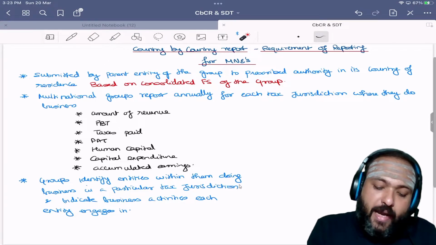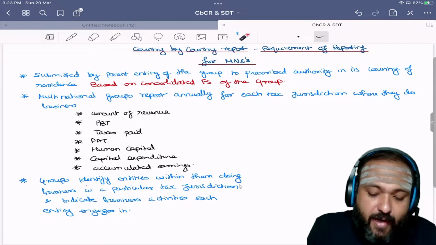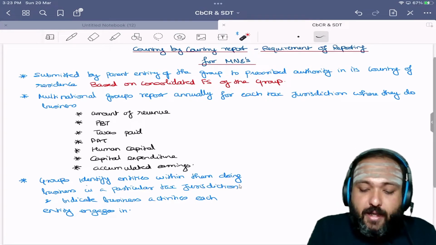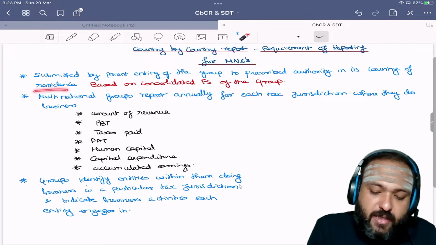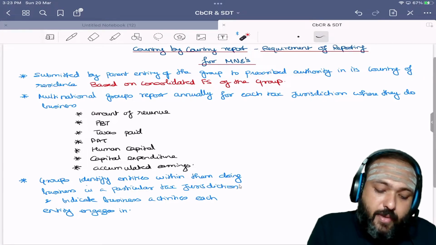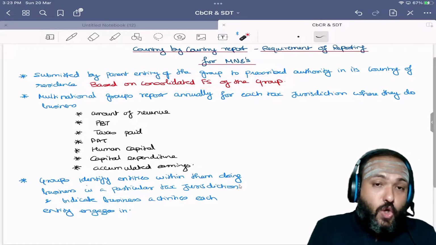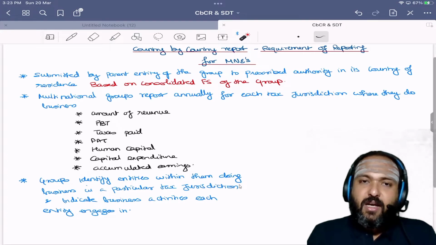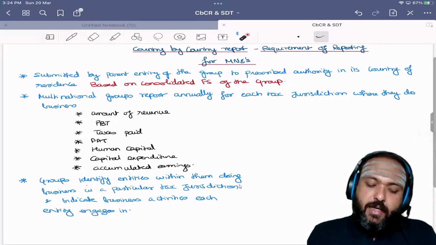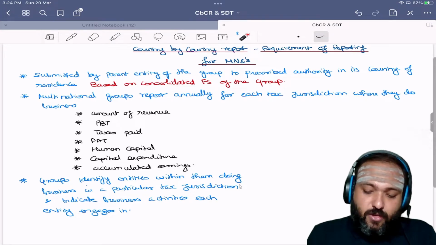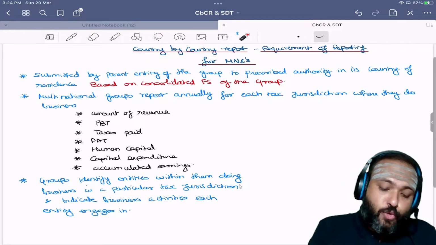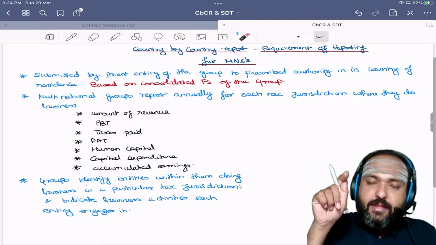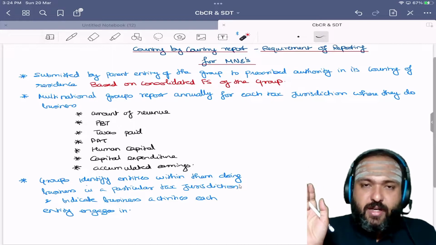And then, to whom will they file? The prescribed authority. Who is the prescribed authority? Obviously, the income tax authority of the respective country, in the country of residence. So, prescribed authority in its country of residence based on consolidated financial statement of the group. That is why intermediate parents will not file CBCR. Now, multinational groups report annually for each tax jurisdiction where they do business. So, what should they report? They will file CBCR in the country in which they are resident to the tax authorities in that country.